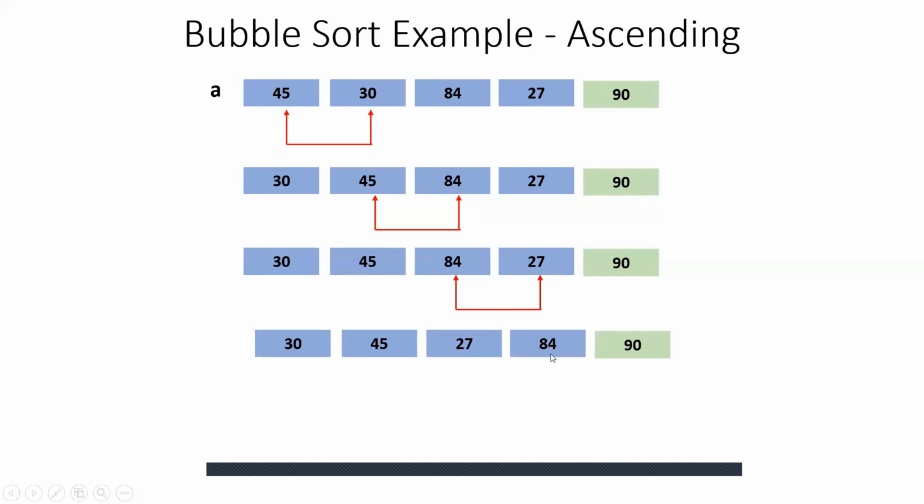Now, do I need to compare 84 and 90? I don't need to compare because 90 we know for sure is in the correct place. So when we do the second pass of the array, we only need to compare the first 4 elements with each other. We have to go on reducing the number of comparisons. At the end of pass 2, what has happened? 84, the second highest element, has reached its correct place by bubbling through. Okay. So this is pass 2. 2 elements have reached their correct place.